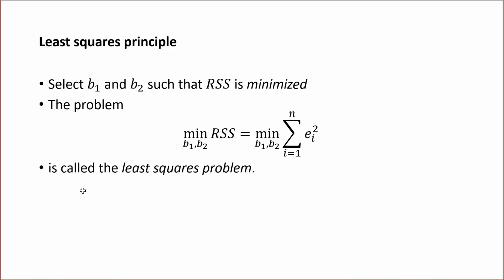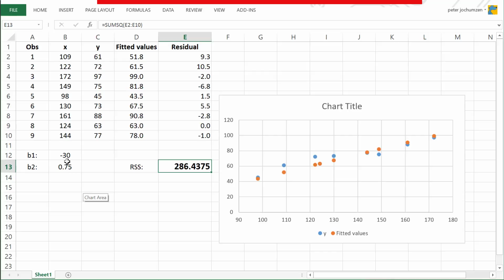So the least squares principle is this. Play around with these two cells. Just try to manipulate these two cells in order to make this cell as small as possible.